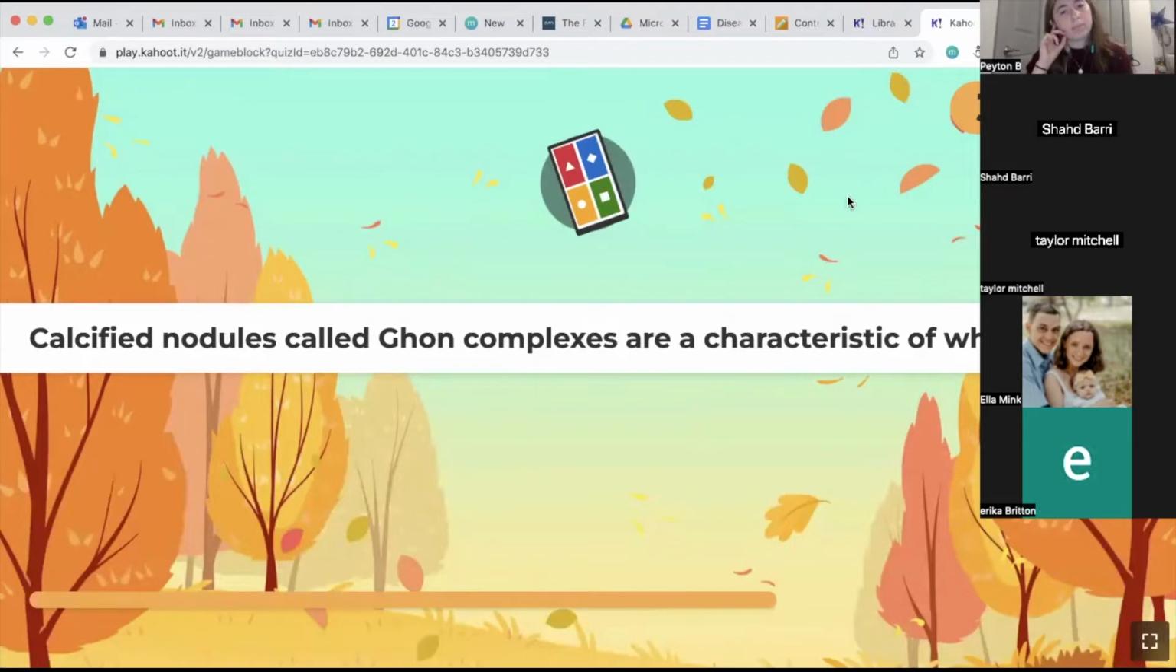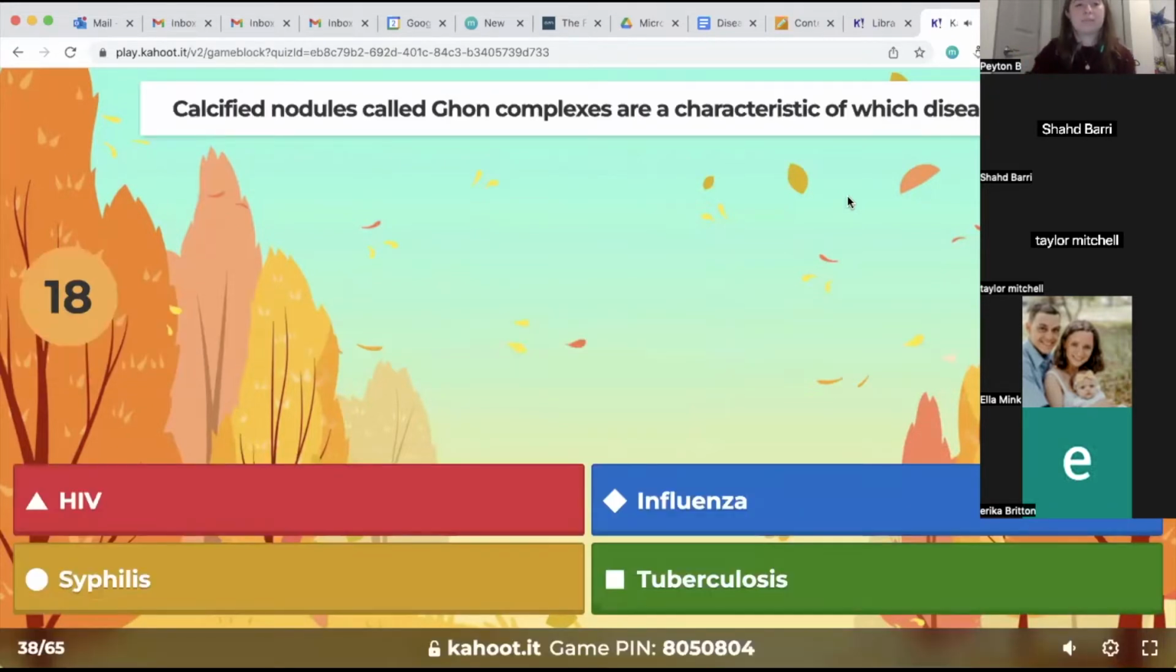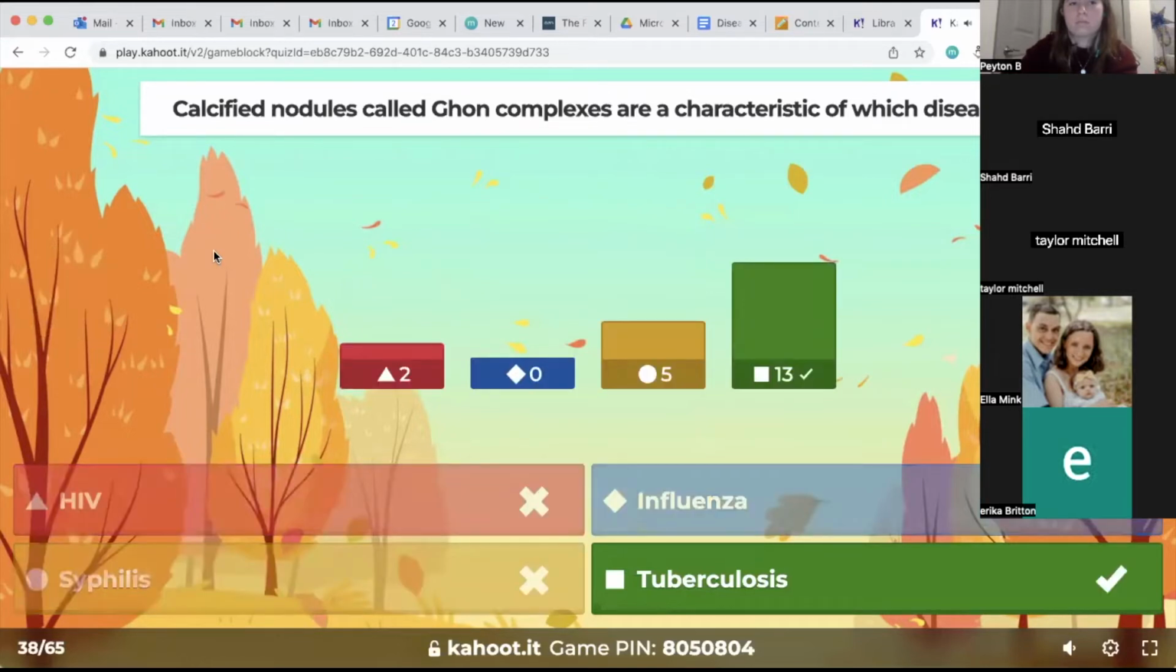All right, Ghon complex is a characteristic of which disease? Tuberculosis. Yes, very good job. Not syphilis. I think anyone who answered syphilis might be thinking of gummas. I always forget how to pronounce it. Those are in stage 3 of syphilis, but Ghon complexes are in your lungs, and those are tuberculosis.